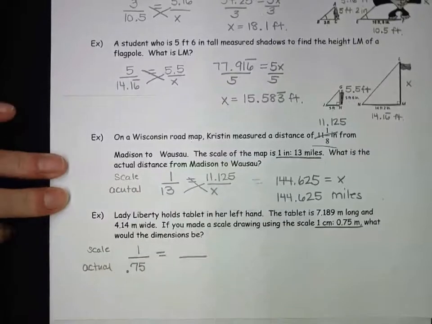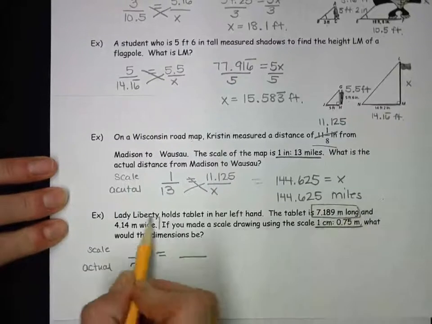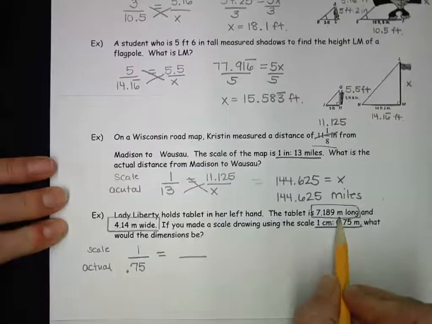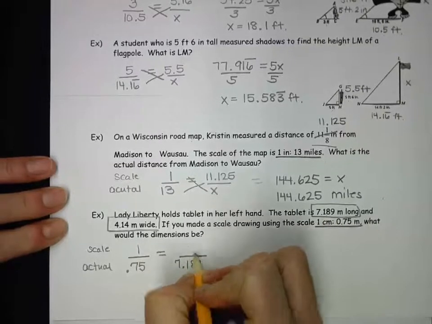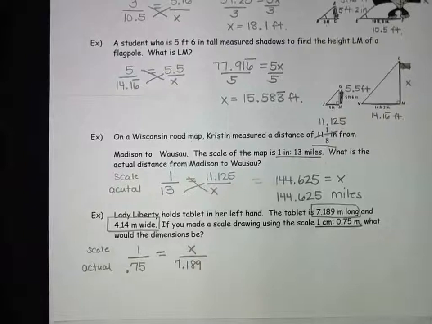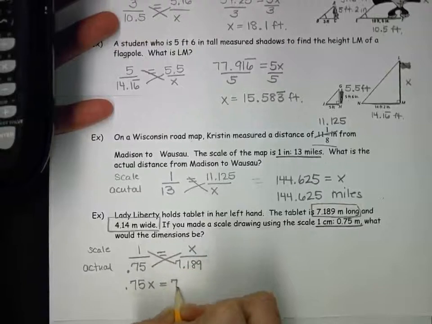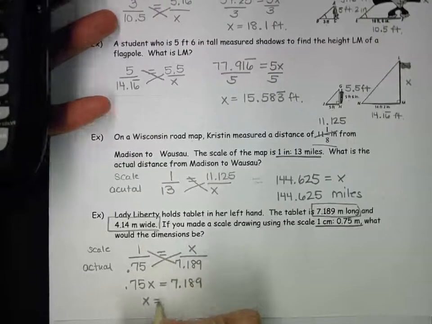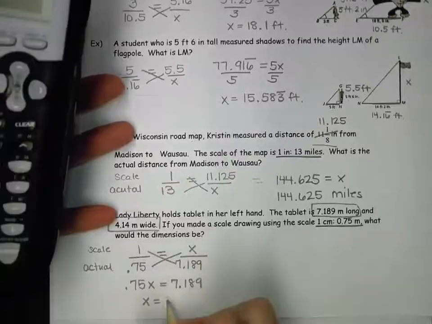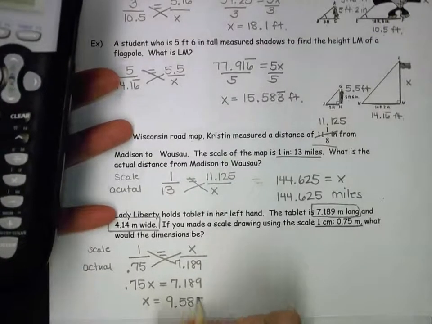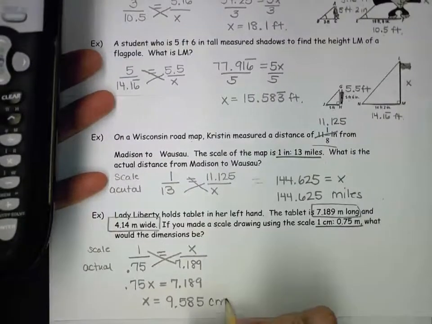So the scale is the centimeters, and the 0.75 meters is the actual distance. So the first proportion I'm going to set up is, we're going to have to do 2 proportions here, one to get the new length and one to get the new width. So because the tablet is actually 7.189 meters long, that's going to go on the bottom, and x is going to go on top. When you cross multiply, you get 0.75x equals 7.189. You then divide by 0.75, and when you do that, you get an answer of approximately 9.585.